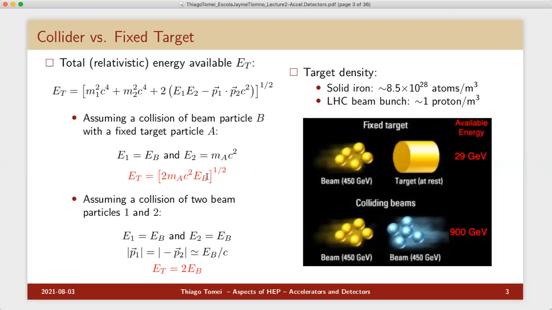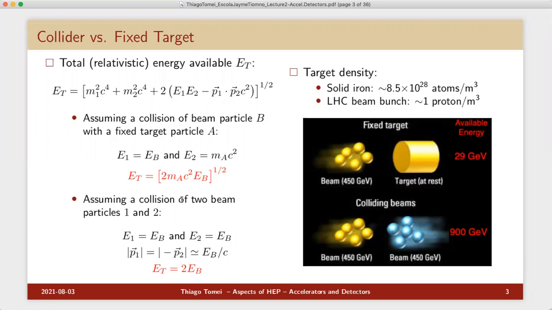Because remember, you have to go to the center of mass frame of the collision in order to make these calculations in an easy way. And it turns out that you will have this relation here, which is not exactly good, right? I mean, you're losing most of the energy you put into the beam.